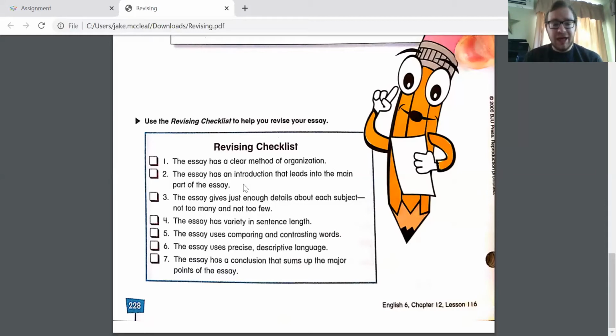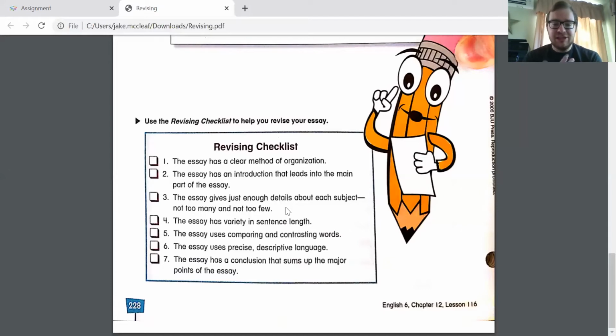Number 2, has an introduction that leads into the main part of the essay. Again, you need to have that introduction paragraph telling me what topics we are talking about, what's going on, what are we comparing, contrasting. It should lead and build up to the rest of the essay.